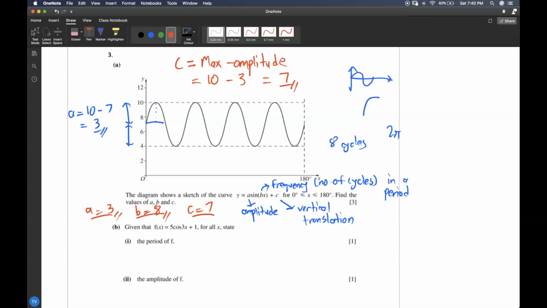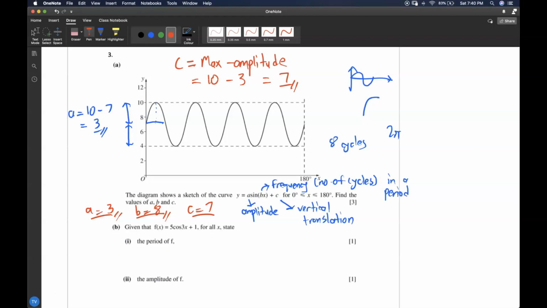Okay, so on the graph, let's look at why this is a 7. So what did I do? I took the 10 and I minused the amplitude from here to here. So this gives me, let's say this was the basic graph, I moved up 7 times. Because I moved up 7 times, that's the reason why I'm going to reach a 10.